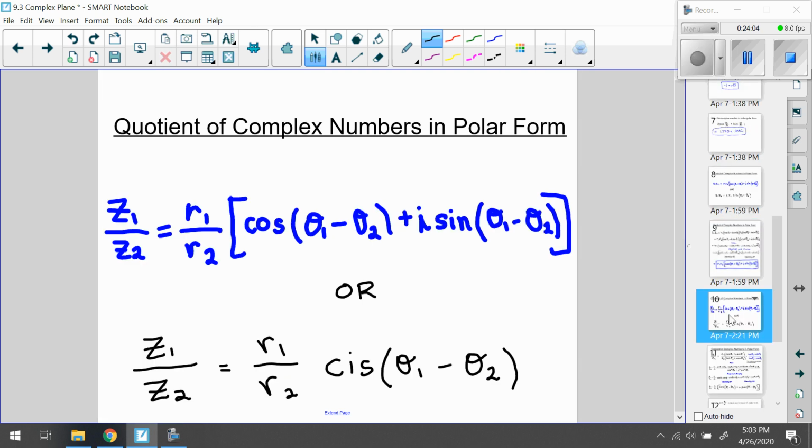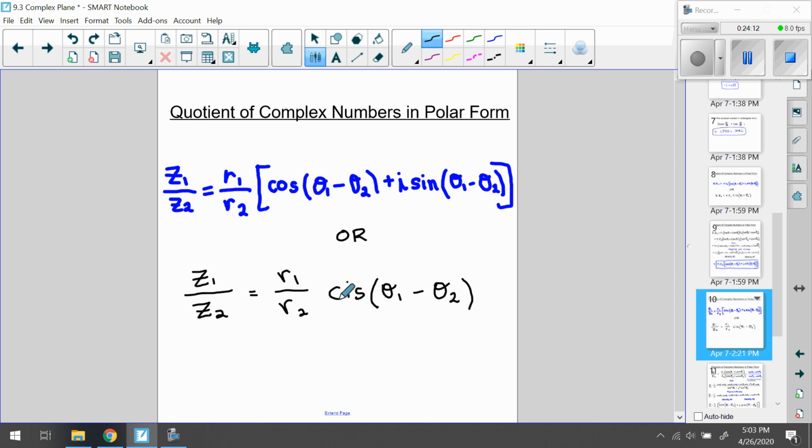Okay, and then here's our quotient formula. I put it in both forms. Here's the expanded form, and here's your cis notation form. Again, I will probably use the cis notation form. So this time, instead of the product of R1 and R2, it's just the quotient. That makes sense since we're doing the quotient formula. And the only difference is instead of adding the two angles, we subtract the two angles. So very similar looking formula, just kind of the opposite of what we did for the product.